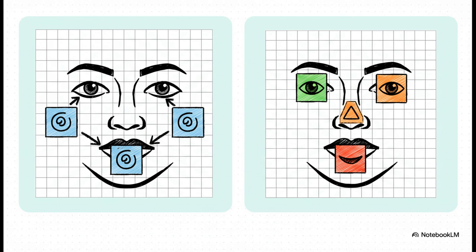This is where a locally connected layer comes in. It completely throws out parameter sharing. Instead, it learns a totally unique set of weights for every single spot on the image. It's incredibly powerful, but man, is it expensive in terms of memory and computation.